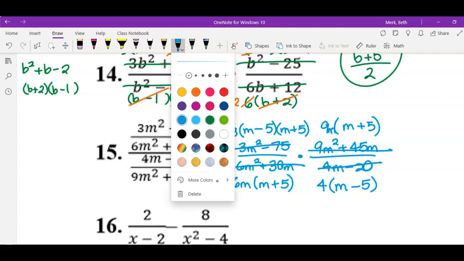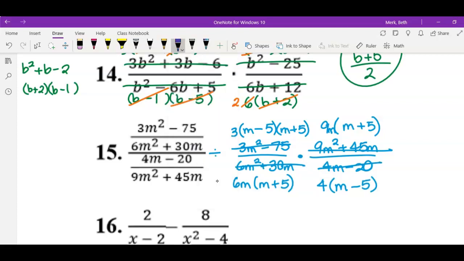Grabbing a new color, let's eliminate. M plus 5s cancel. M minus 5s cancel. Remember, you can only cancel them in pairs, so while there still is an m plus 5, there's nothing to cancel with that, so it has to remain behind. These single m's cancel. 6 and 9 will cancel, leaving behind a 3 and a 2. And I think that's about it.